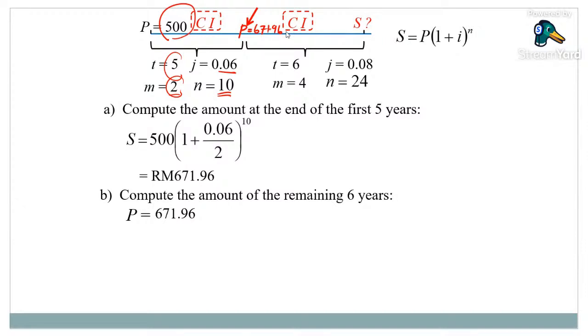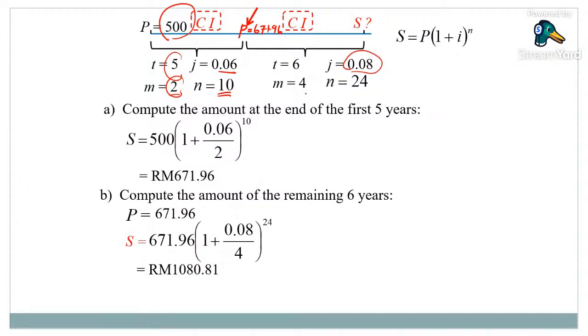So kita cari S untuk yang kedua at the end of the remaining 6 years. So jadikan dia principal 671.96 multiply by 1 plus nominal je 0.08 divided by compound 4 times, divided by 4, and then to power of 4 multiplied by 6. So compound darab dengan how many years? 4 kali compound darab dengan 6 tahun, so dapat 24 kali compound. Okay, so tekan kalkulator dapatlah 1080.81 ringgit. Okay, so bayangkan ya, daripada 500 dapat 1000.